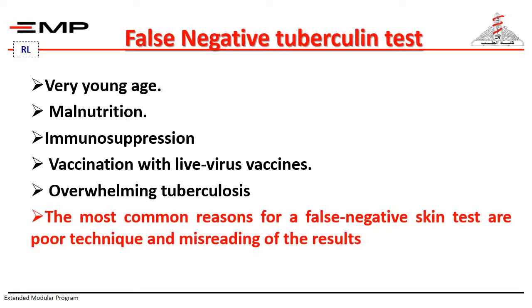Remember that a false negative tuberculin test can occur at a very young age, if the child is malnourished, if he is immunosuppressed, or if he has had vaccination with a live virus vaccine, commonly MMR, okay? MMR can cause a false negative tuberculin test. Overwhelming tuberculosis can cause anergy and a state of immunosuppression, so I will get a false negative tuberculin test. I have tuberculosis disease, but I have a negative tuberculin test. That's called false negative. The most common reasons for a false negative skin test are poor technique and misreading of the results.